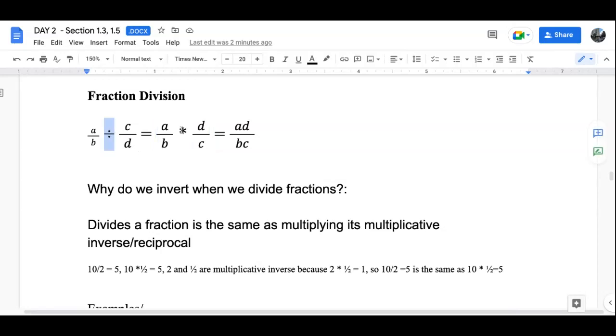We change division into multiplication. We take the multiplicative inverse of c over d, which is d over c. Then we multiply. Numerator with the numerator, we get ad. Denominator with the denominator, we get bc.